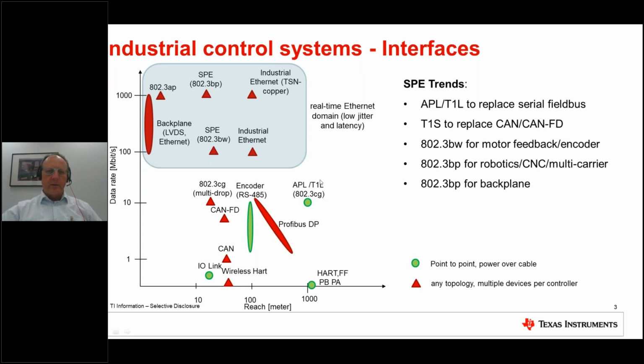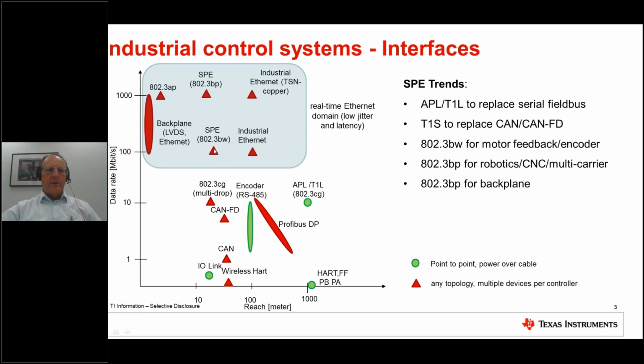Now the trend is clearly going to the T1L, APL, advanced physical layer, which has additional requirements on top of the T1L, to replace the long-distance process automation communication. That's one. Two, that's coming up and driven from the automotive industry: bus structures with CAN, where you have drops for CAN nodes, will be replaced in the future with the multi-drop version T1S of the 802.3cg standard.